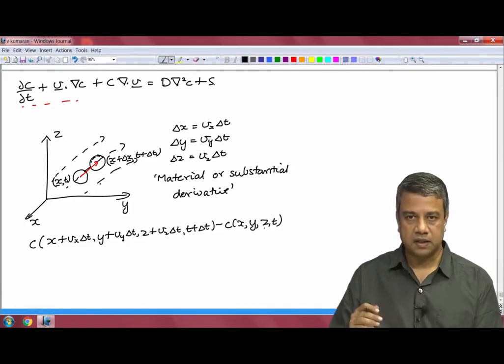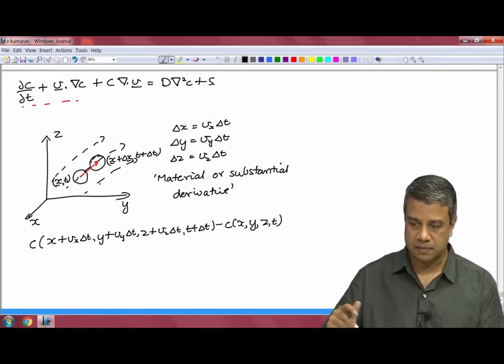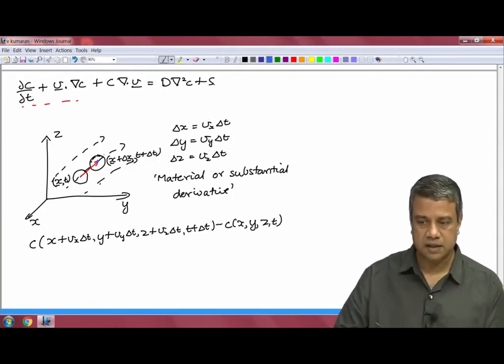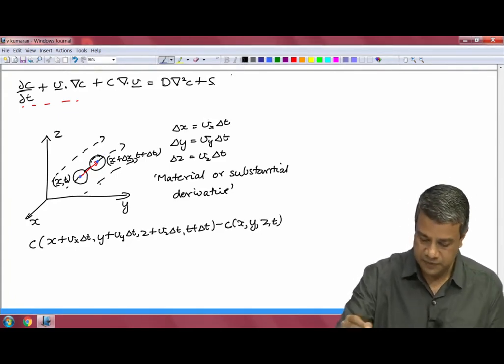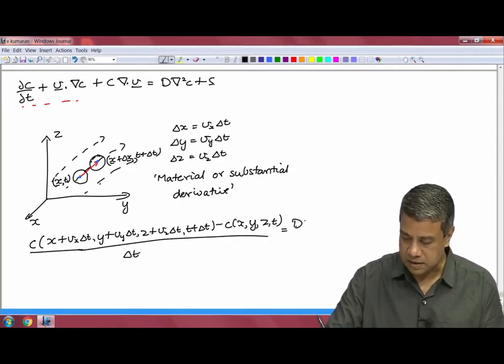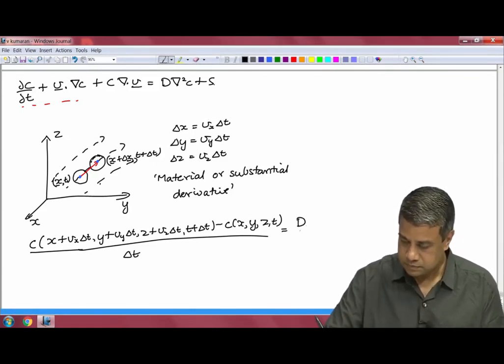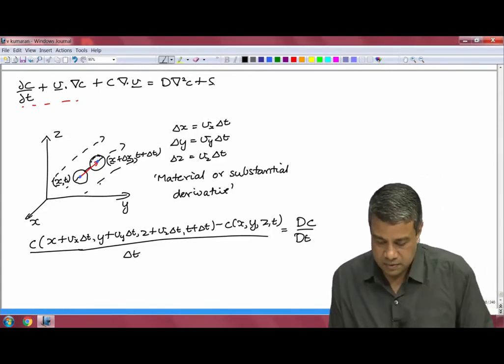The difference in the concentration at the new location x plus V x delta t, y plus V y delta t, z plus V z delta t, at the time t plus delta t, minus the concentration at the old location at time t, divided by delta t, is what is called the substantial derivative, written with a capital D.